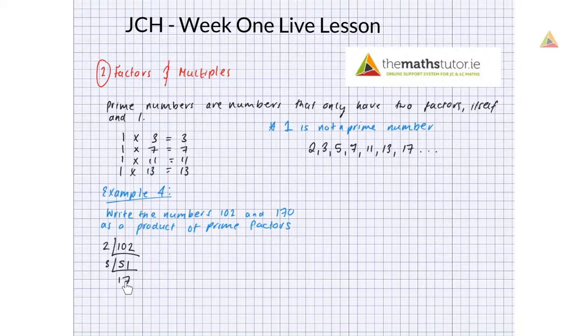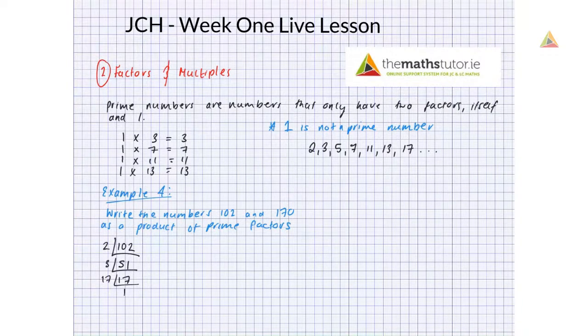Now, there's still a remainder here. So we want to see, do any prime numbers divide into 17? Will 2 go into 17? No. Will 3 go into 17? It won't. Will 5 go into 17? It won't. Will 7? No. Will 11 go into 17? No. Will 13 go into 17? No. We know that 17 will go into 17. So 17 into 17 goes once, and once you're left with 1 at the end, you know then that you're finished.